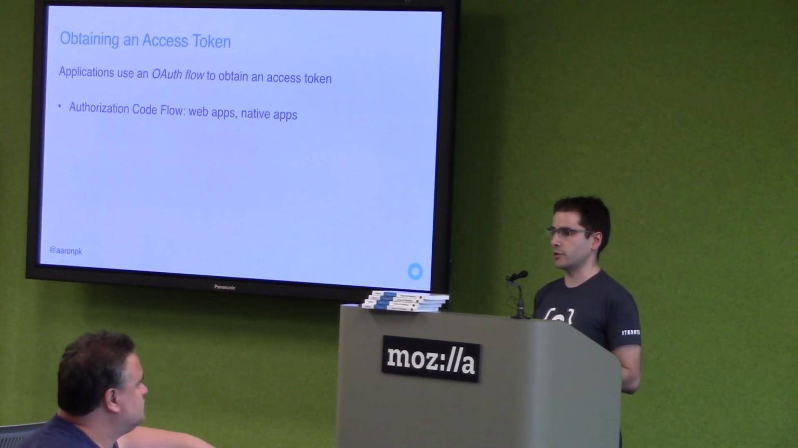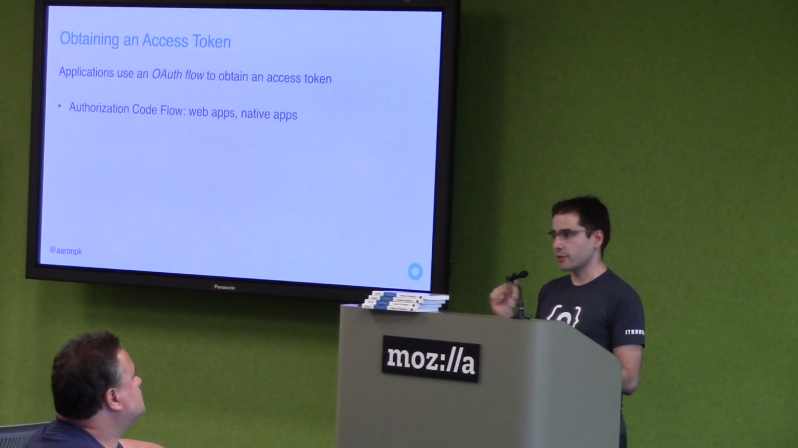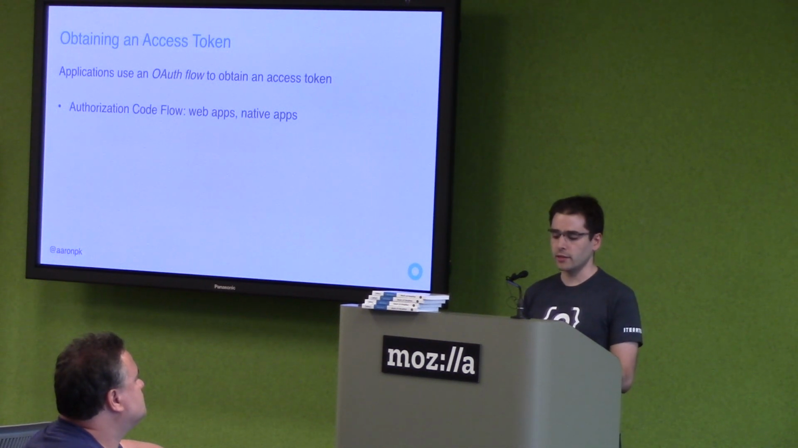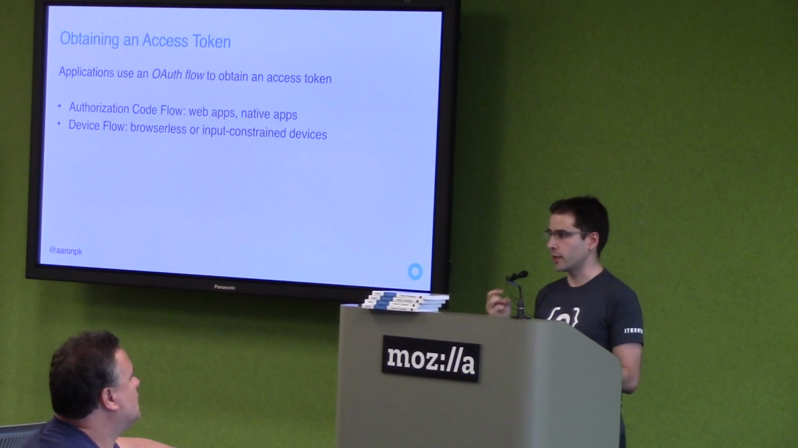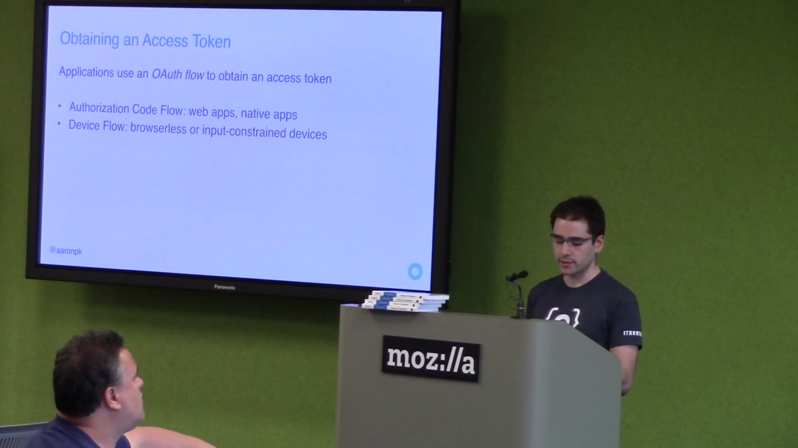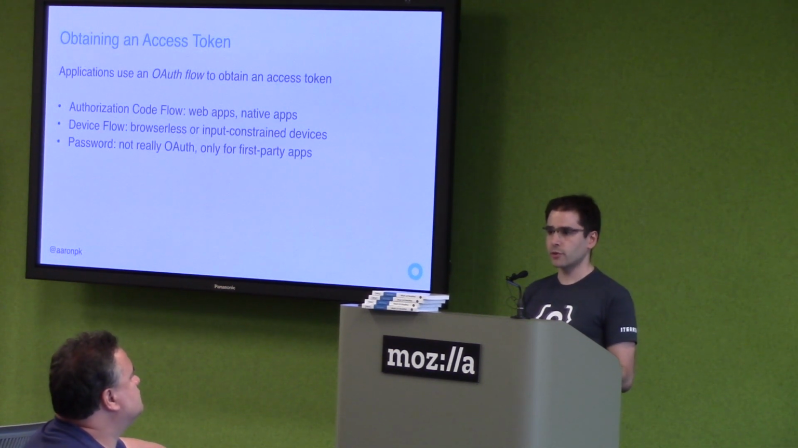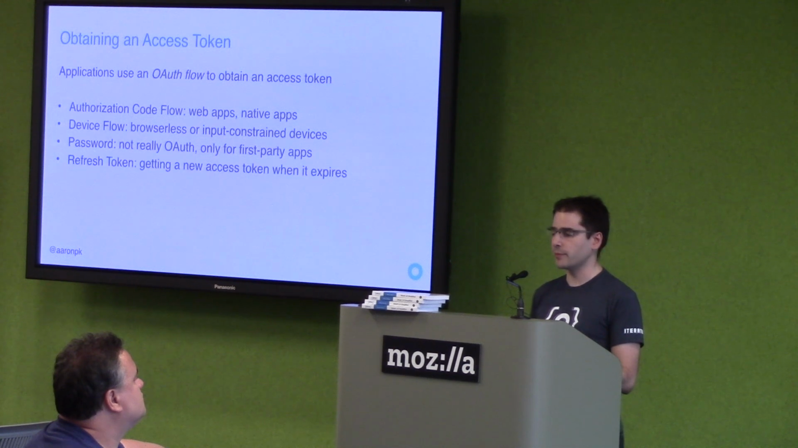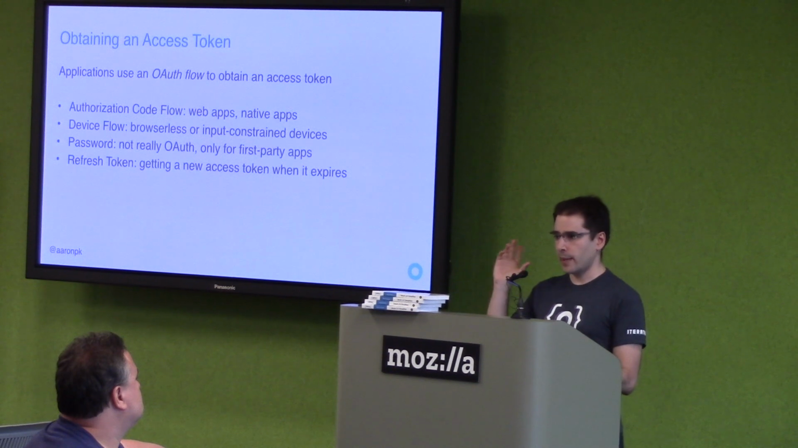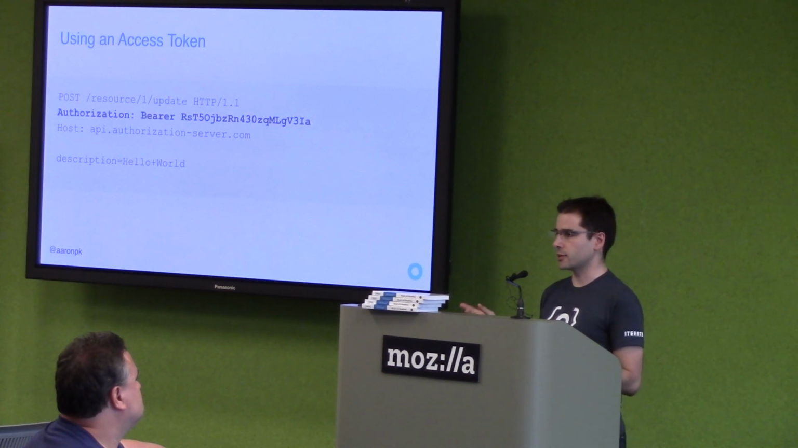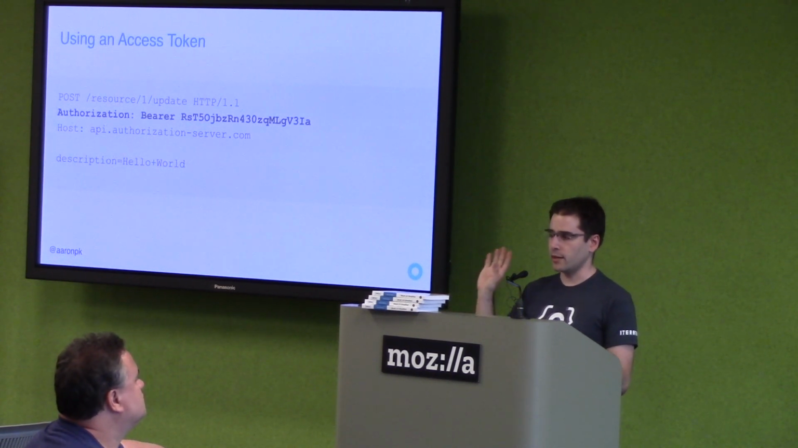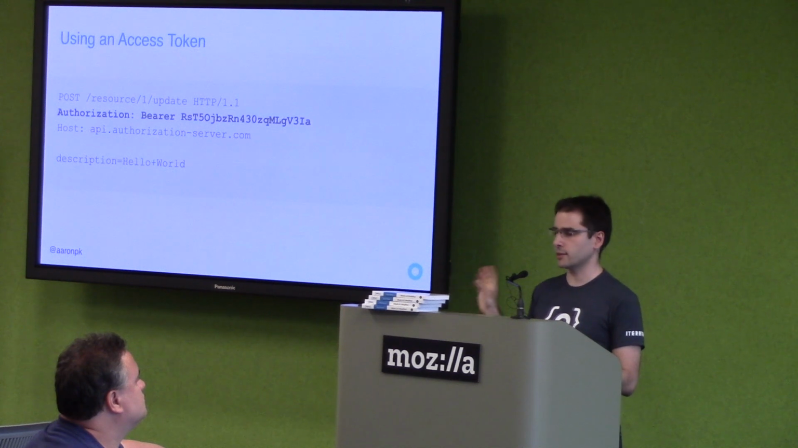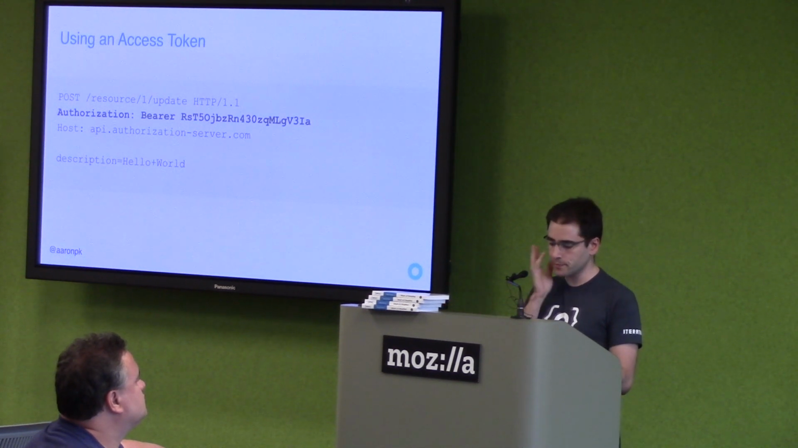There are different flows for different use cases. The authorization code flow is the most common. It's for web apps and native apps. There's the device flow, which you see on browserless devices like the Apple TV or Roku devices. There's also a password flow for OAuth. We'll talk about that more later. There's the refresh token flow. But at the end of all of these flows, the app has an access token. It then uses that access token in an HTTP request. It puts it in the authorization header. And then that server can check the access token to see if it's valid and process the request.